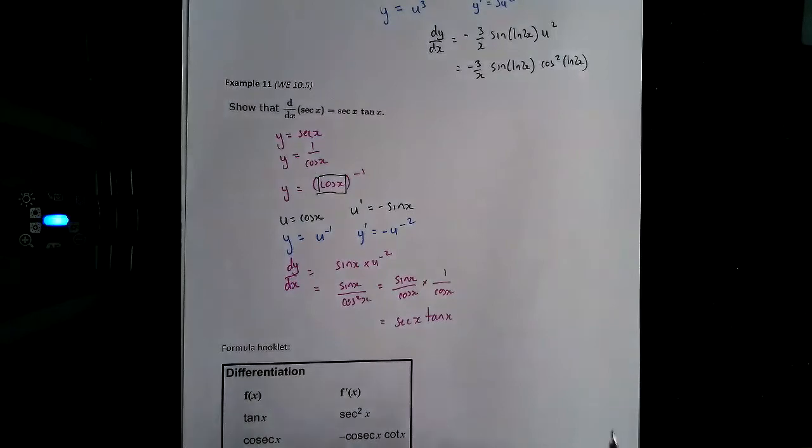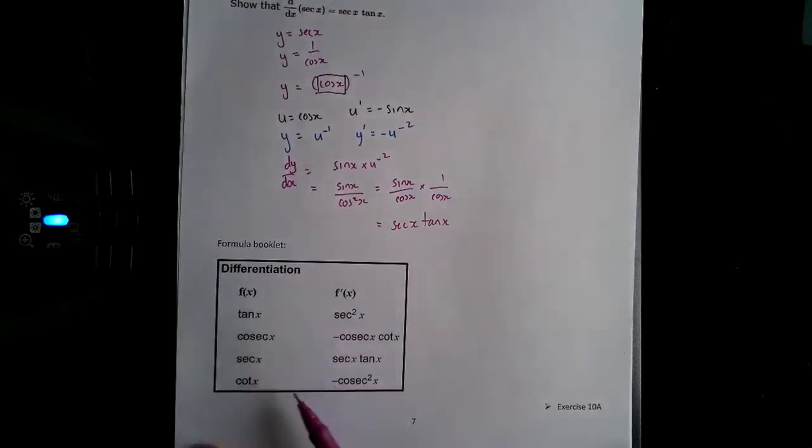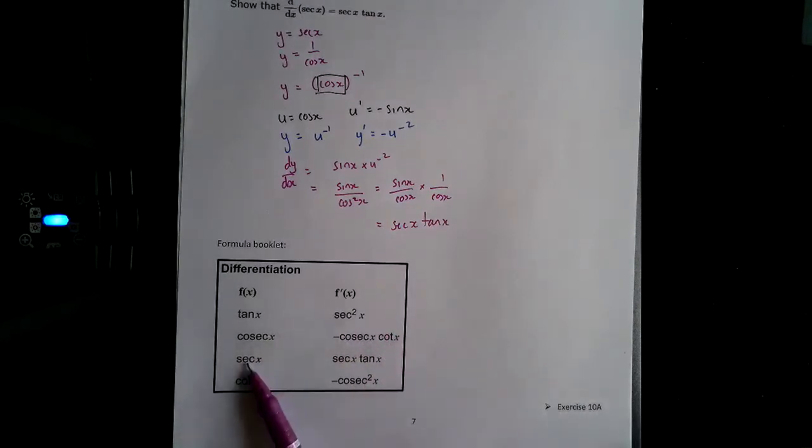Done. However, you don't need to memorize that one, because in your formula booklet, you're given these ones. You're given tan differentiates to sec squared, cosec differentiates to minus cosec cot, sec differentiates to sec tan, and cot differentiates to minus cosec squared.